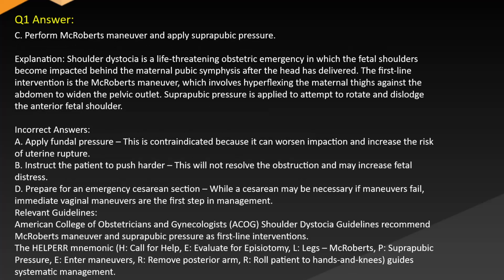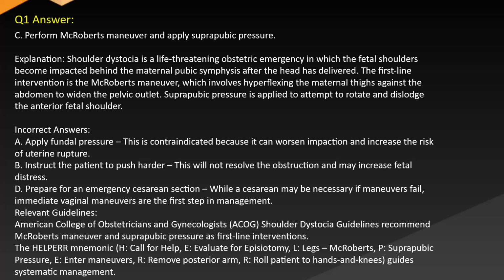Answer. C. Perform McRoberts maneuver and apply suprapubic pressure. Explanation. Shoulder dystocia is a life-threatening obstetric emergency in which the fetal shoulders become impacted behind the maternal pubic symphysis after the head has delivered. The first-line intervention is the McRoberts maneuver, which involves hyperflexing the maternal thighs against the abdomen to widen the pelvic outlet. Suprapubic pressure is applied to attempt to rotate and dislodge the anterior fetal shoulder.